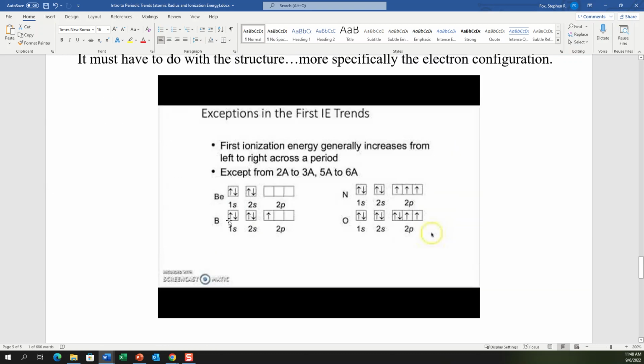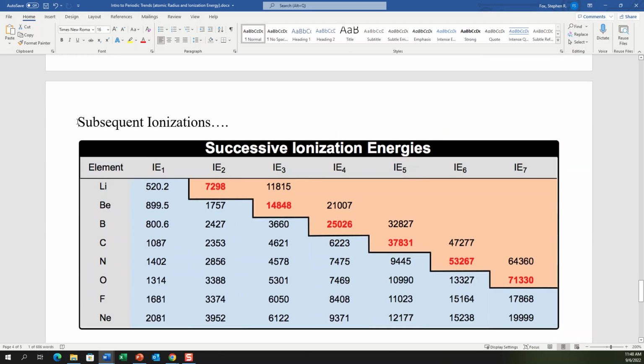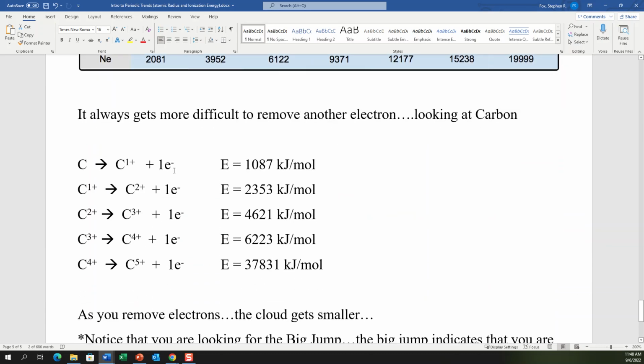All right. So the other thing we need to know about ionization energy is successive or subsequent ionizations. This equation here would represent the first ionization of carbon. So when we talk about first ionization energy, we're talking about something like this: I have neutral carbon, and I remove an electron, and now it's becoming a +1 cation.